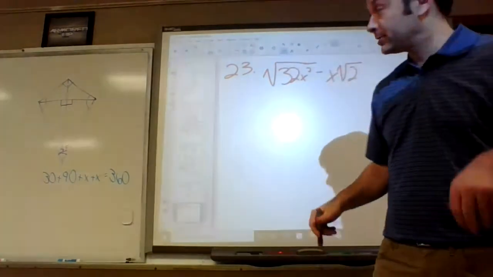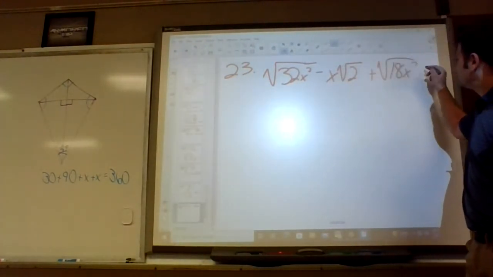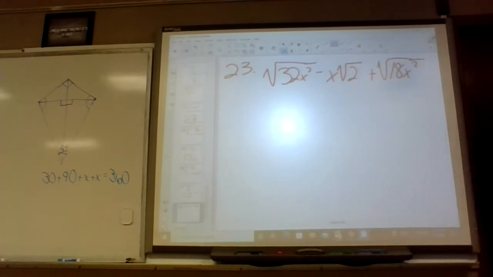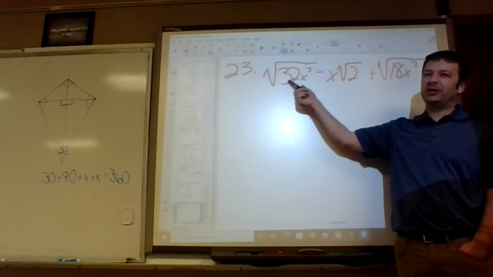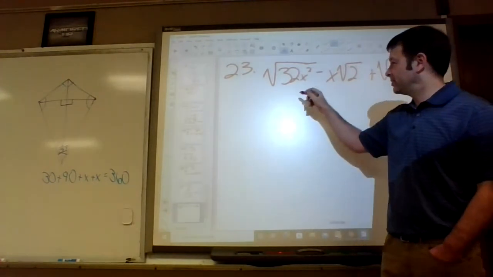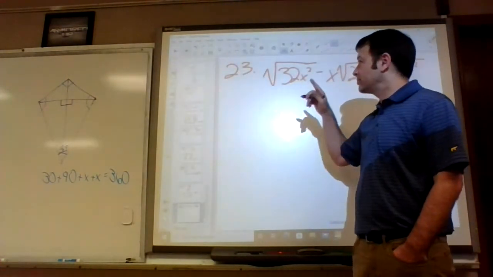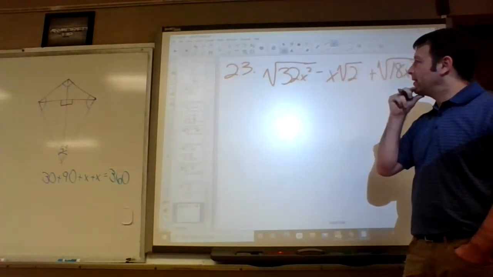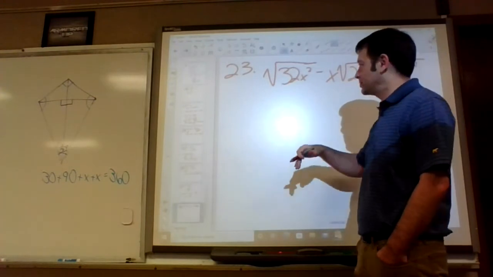Plus 18x squared. Okay. I think we did square root of 32 earlier. Anybody remember what that was? Yeah, but then what was it? Oh, it was 4 square root of 2. So I'm not going to do it again. From earlier we did square root of 32, it was 4 square root of 2.